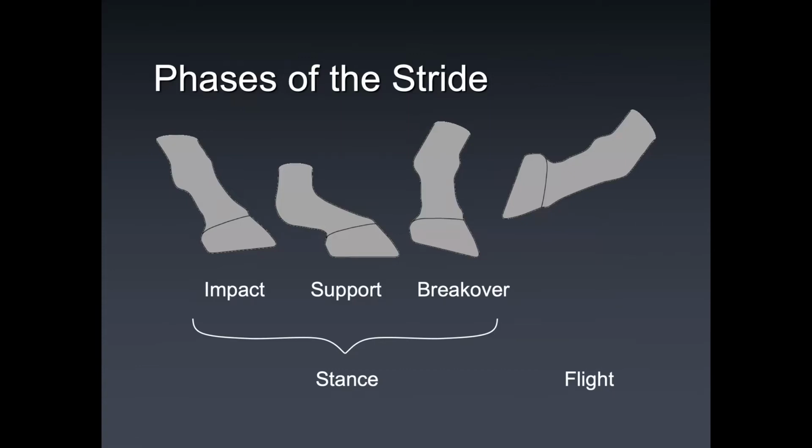Then there's a support phase of the stride when there's maximum weight on it. And you can see that there's maximum weight because it's really bent here and it's bent here. And then there's breakover. We define breakover as the time between when the heel comes off the ground and when the toe comes off the ground. Once the toe has come off the ground, then it's in the flight phase of the stride. But different things happen at different phases of the stride, and the animal has different ways of handling them.